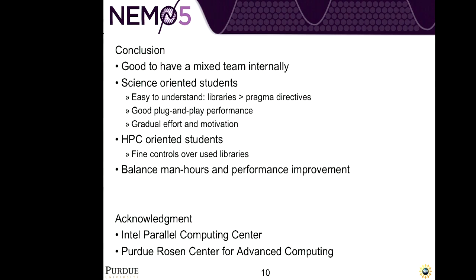And some major thoughts for the science-oriented students: they really want libraries rather than pragma directives, because libraries are easier to understand. It's function calls, just like what they learn in Programming 101. And they like good plug-and-play performance with gradual effort because they need motivation. They are science students. They are funded to do science rather than speed up the code. And they cannot graduate by writing code that runs 3 or 5 times faster. So they need motivation.